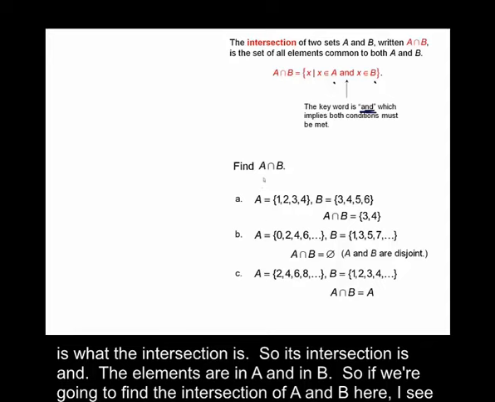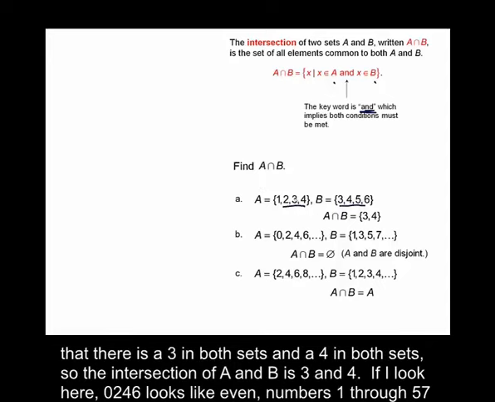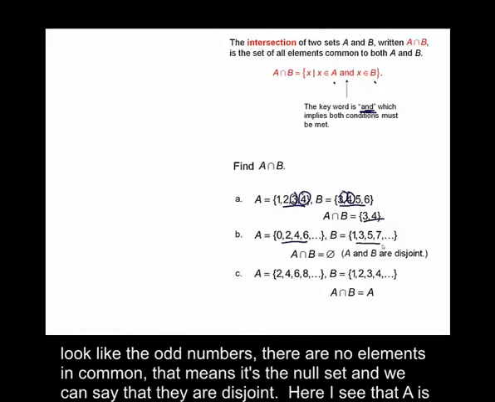So if we're going to find the intersection of A and B here, I see that there is a 3 in both sets and a 4 in both sets. So the intersection of A and B is {3, 4}. If I look here, 0, 2, 4, 6 looks like the even numbers, 1, 3, 5, 7 look like the odd numbers. There are no elements in common. That means it's the null set, and we can say that they are disjoint.